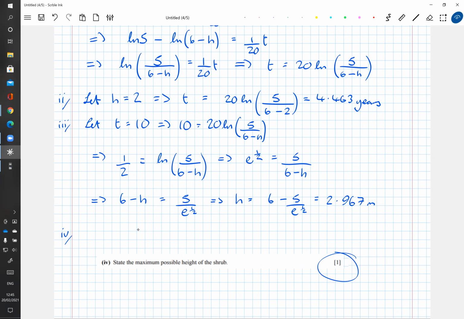So the maximum possible height of the shrub, I disagree with the wording of the question, actually. I think it should say, what's the limit of the height of the shrub? It will never reach 6 meters due to this equation because 6 will break the equation, but it will get forever closer to 6 meters. So 6 meters is the answer. 6 meters we can see is an asymptote.